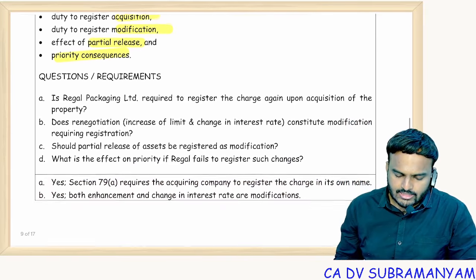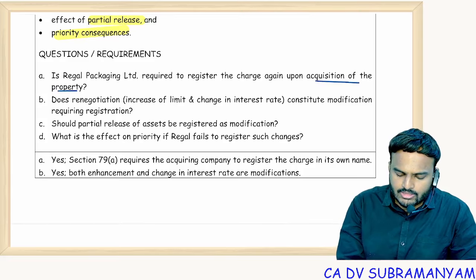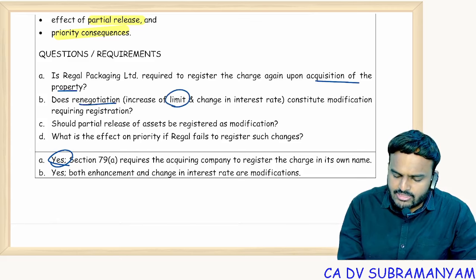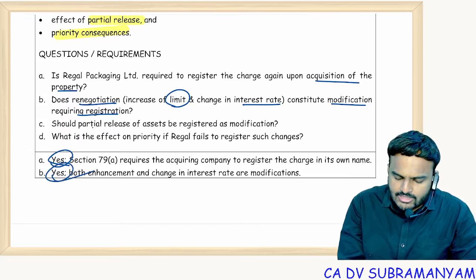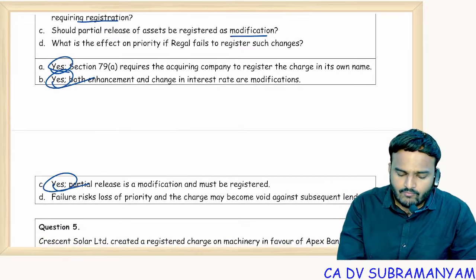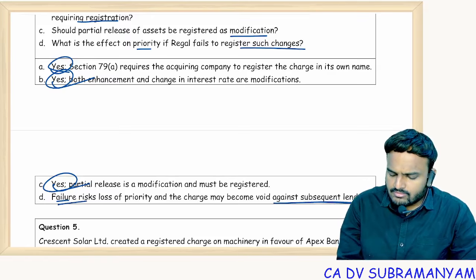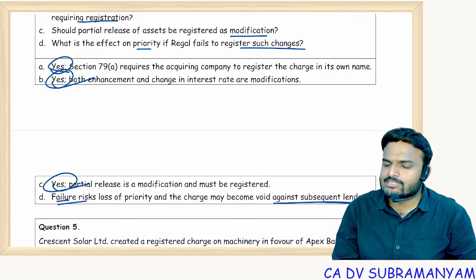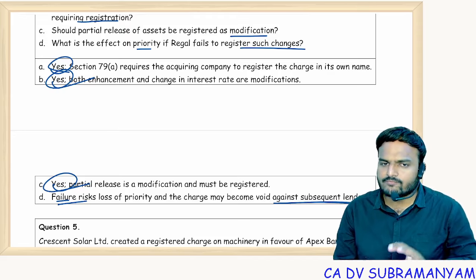So let's see. Is Regal Packing Limited required to register the charge again upon acquisition of the property? Yes. Does renegotiation, increase in limit, and change in interest rate constitute modification requiring registration? Yes. Should partial release of assets be registered as a modification? Again, yes. What is the effect on priority if Regal fails to register such changes? Will subsequent lenders be treated as secured creditors or unsecured creditors? Unsecured creditors. They will lose the status of secured creditor.